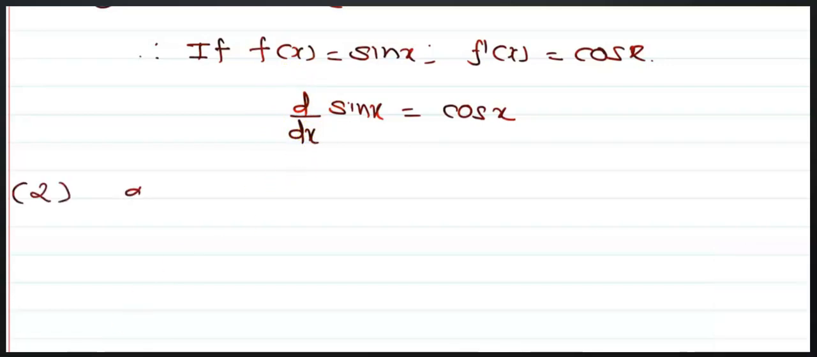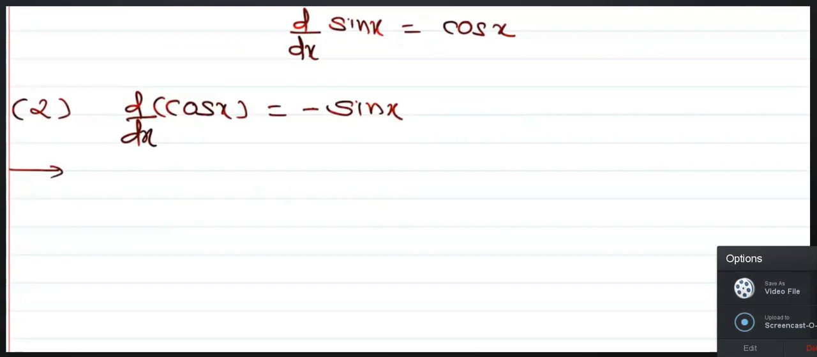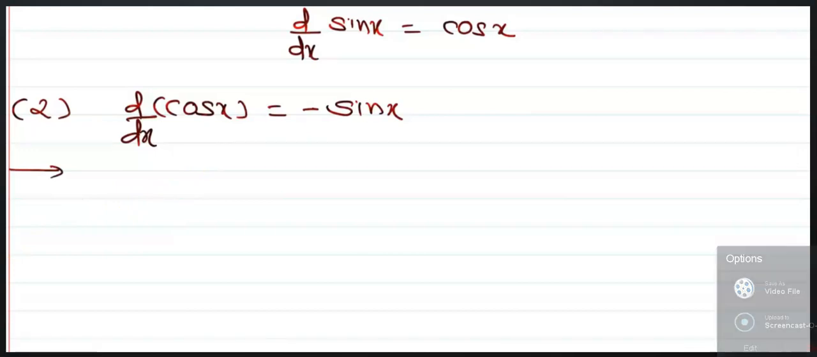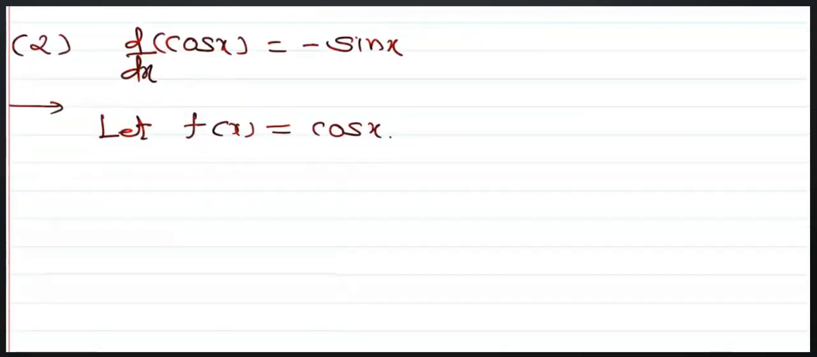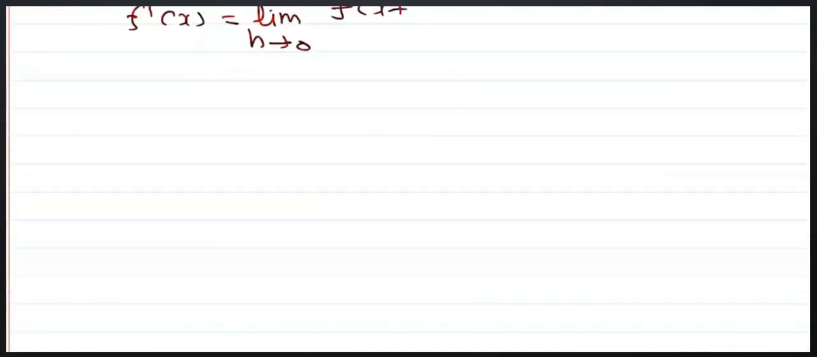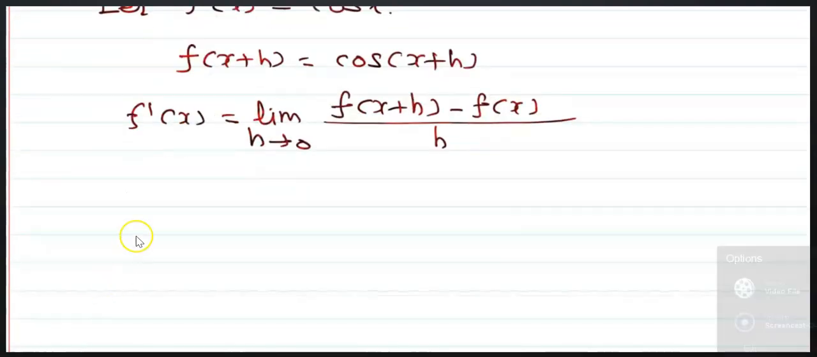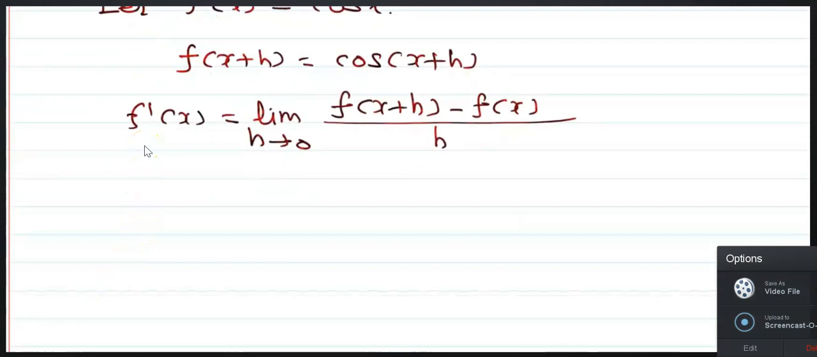Next is number 2. The derivative of cos of x is minus sine of x. Again by the first principle we will prove that the derivative of cos of x is minus sine of x. Now see this again. Let f of x be equal to cos x. Then what is f of x plus h? That is, x is replaced by x plus h. Therefore f of x plus h is equal to cos of x plus h. Now again here we will apply the definition of the first principle. What is the definition of the first principle?